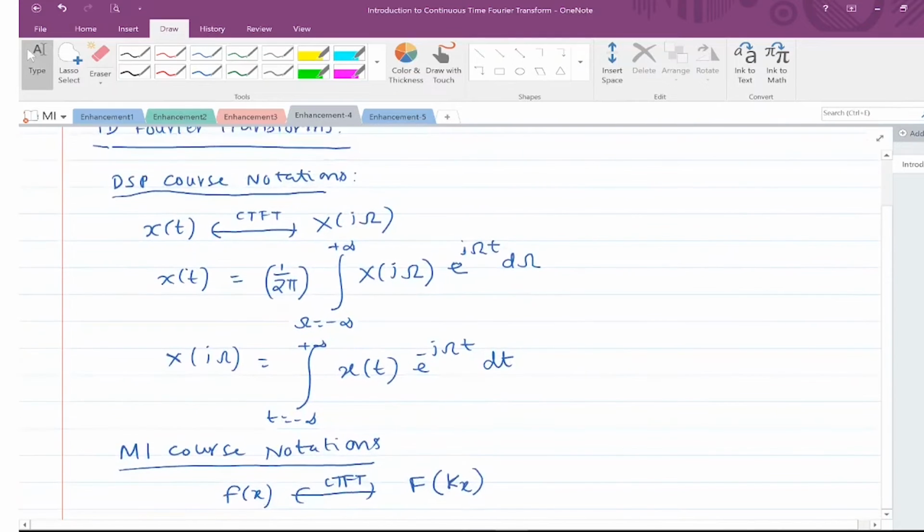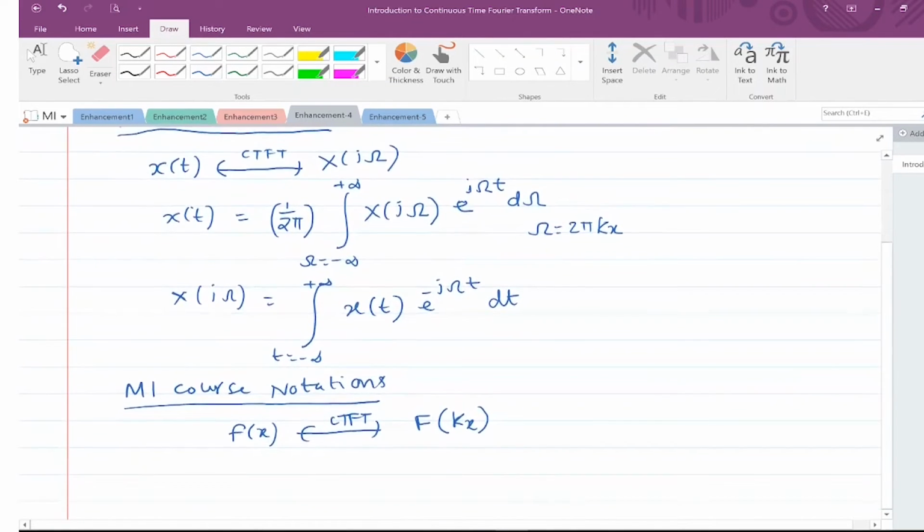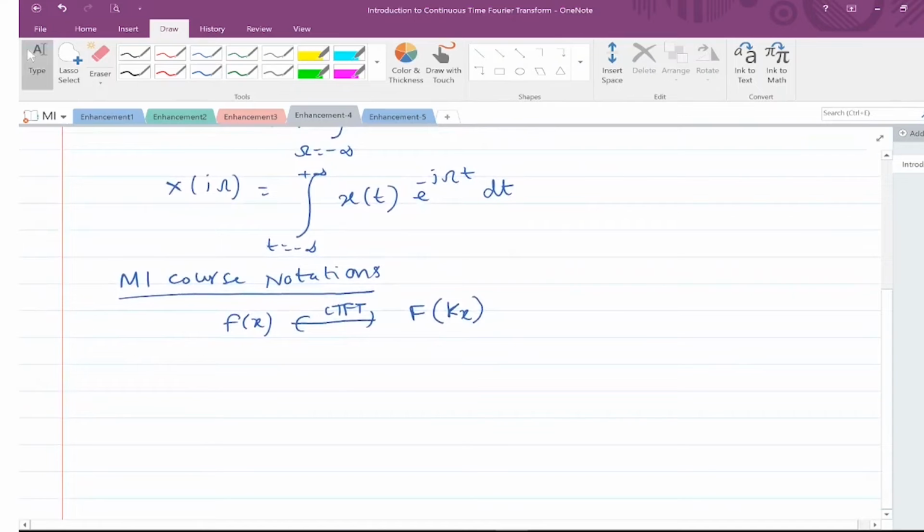So what would happen then, take a look here. Your omega is essentially 2 pi. If I am using k for frequency, this is 2 pi kx. You do the change of variable in this equation. Then d omega equals 2 pi into dkx. Then this 2 pi cancels out with 1 by 2 pi, right? So there is no more any factor of multiplication remaining there.